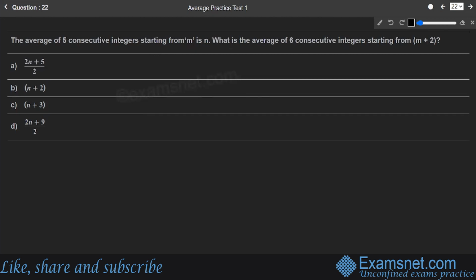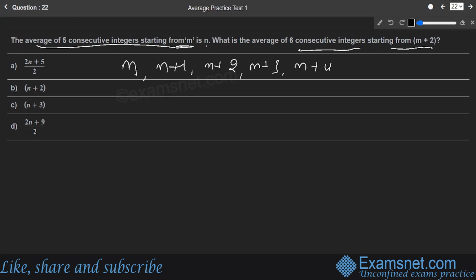Now, he says the average of 5 consecutive integers starting from m is n. What is the average of the 6 consecutive integers starting from m plus 2? Okay, so let us focus on the first line first and try to draw the conclusion out of the expression given. They say the average of 5 consecutive integers starting from m. So the consecutive integers should be m, then m plus 1, then m plus 2, then m plus 3, and then m plus 4. There have to be 5 in number. So they are 5: 1, 2, 3, 4, and 5. They say the average of them is n.